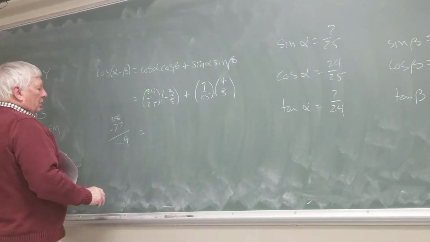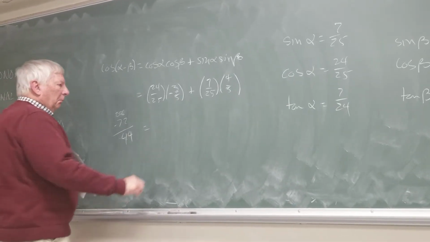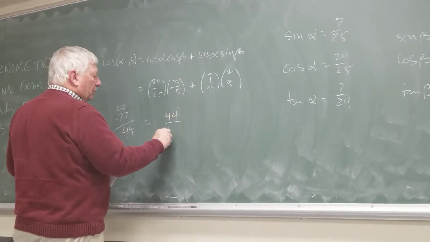8 from 12 is 4, 2 from 6 is 4. Oh, okay. 44 over 125.